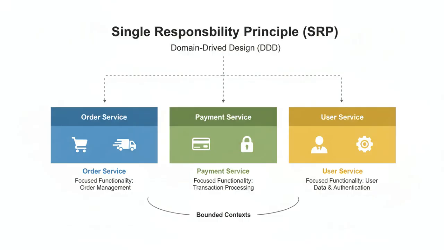Moving on to our second essential tip, decentralized data management. A common pitfall when transitioning from monoliths is attempting to maintain a single, shared database across multiple microservices. This completely undermines the autonomy of microservices. Instead, each microservice should own and manage its data store, encapsulating its data entirely. This approach, known as database per service, offers tremendous benefits.